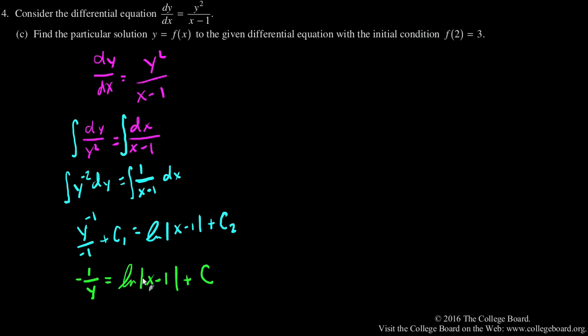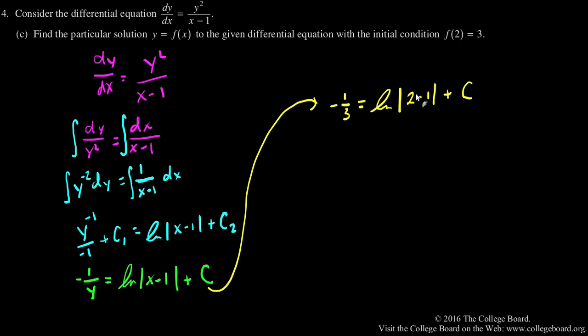All right, next thing I like to do is put in the 2 and the 3 and figure out what c has to be. You can do some work first and do it later. I do it here, so I make sure to get the right c value. I'm going to bring this up here so I have some more room to work because there's plenty more to do here. So I put 2 in for x, 3 in for y. I get negative 1 over 3 equals the natural log of the absolute value of 2 minus 1 plus c. 2 minus 1 is 1. Natural log of 1 is 0. So c is going to be negative 1/3. Put it back in, and I get negative 1 over y equals natural log of the absolute value of x minus 1 minus 1/3.